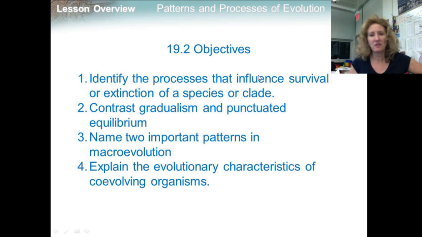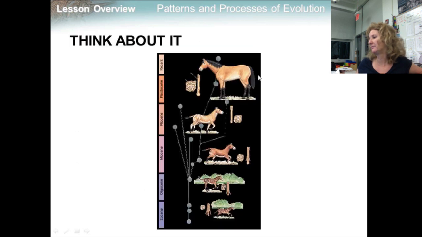So our objectives are to identify the processes that influence the survival or extinction of a species or a clade, contrast gradualism and punctuated equilibrium, name two important patterns in macroevolution, and explain the evolutionary characteristics of co-evolving organisms.